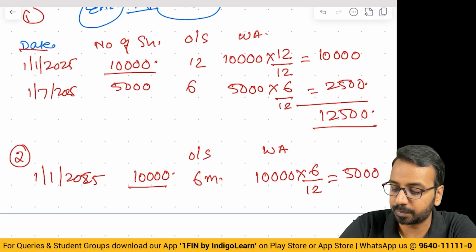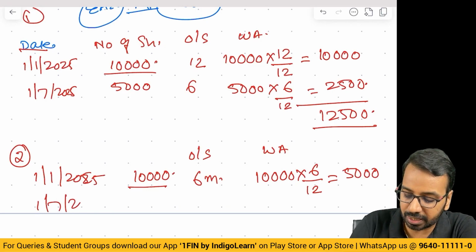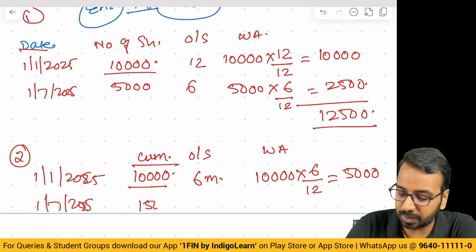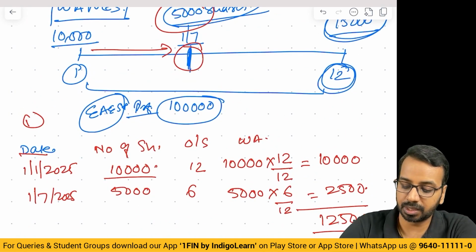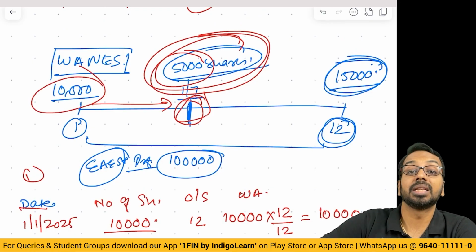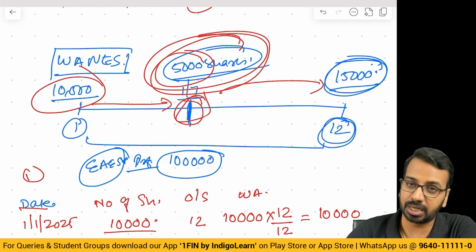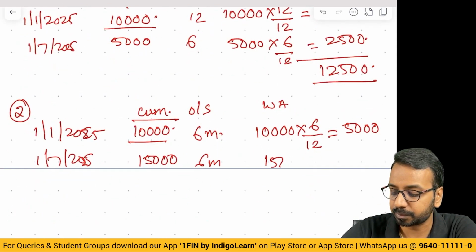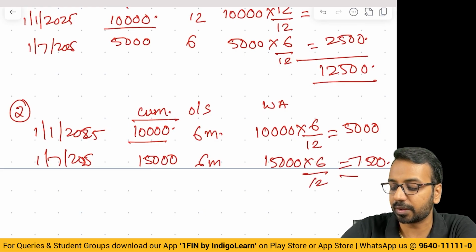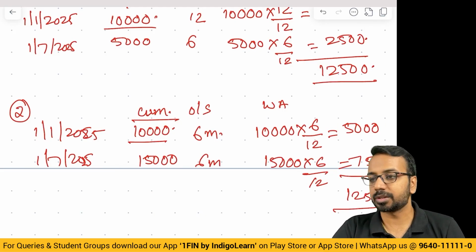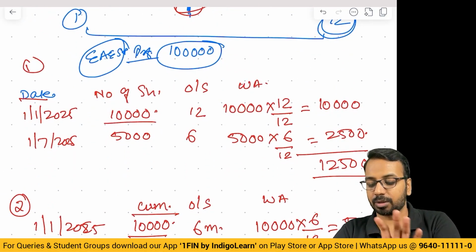This is 5,000. Then on 1st of July of 25, this is cumulative. Cumulative shares became 10,000 plus 5,000, 15,000. This 15,000 is outstanding for the next 6 months. So you take 6 months for this. 15,000 into 6 divided by 12, you get 7,500. Total is 12,500. Are we clear with both these methods of calculating the weighted average number of equity shares?